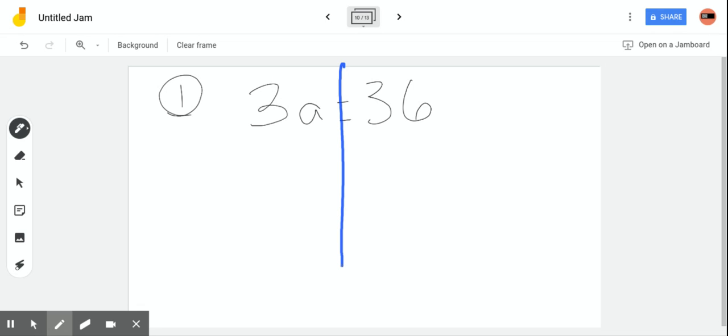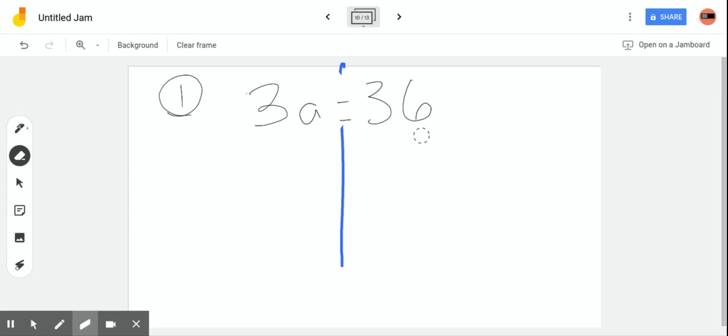Remember, we have 3a right side by side. When we have a number and a letter side by side, that basically means multiplying. So whatever that number is, don't think, oh, well, a must be 6, because it'd be 3 equals 36. No, that means 3 times something equals 36.